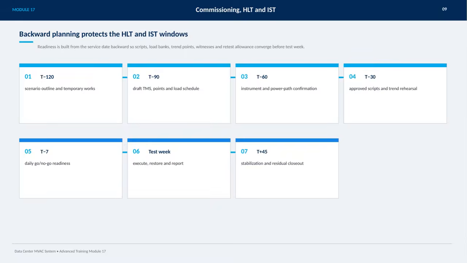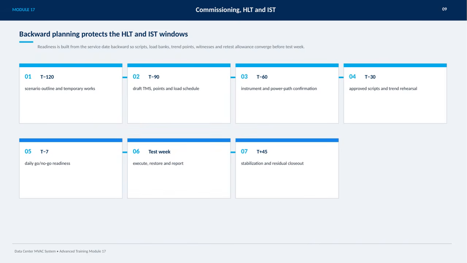On this slide, we're focusing on how backward planning is crucial for protecting the HLT and IST windows during commissioning. The key idea is that readiness isn't just something you scramble to achieve at the last minute. It's built starting from the service date and working backward. This way, everything like scripts, load banks, trend points, witnesses, and even retest allowances can all line up perfectly before test week.